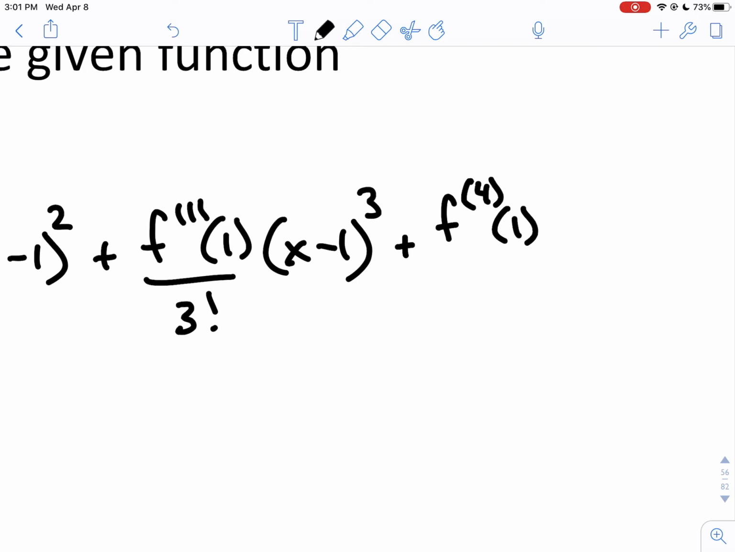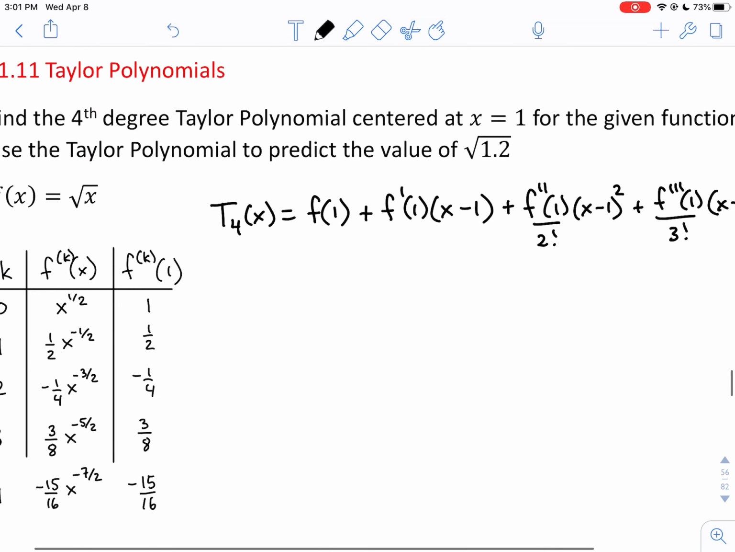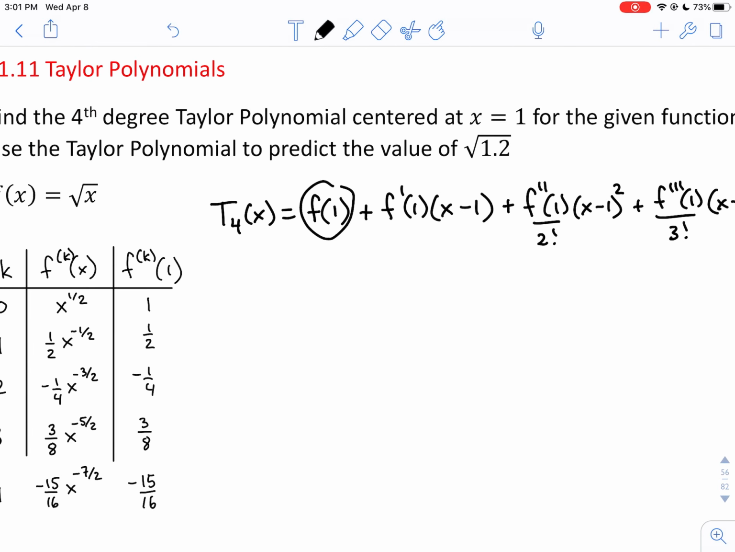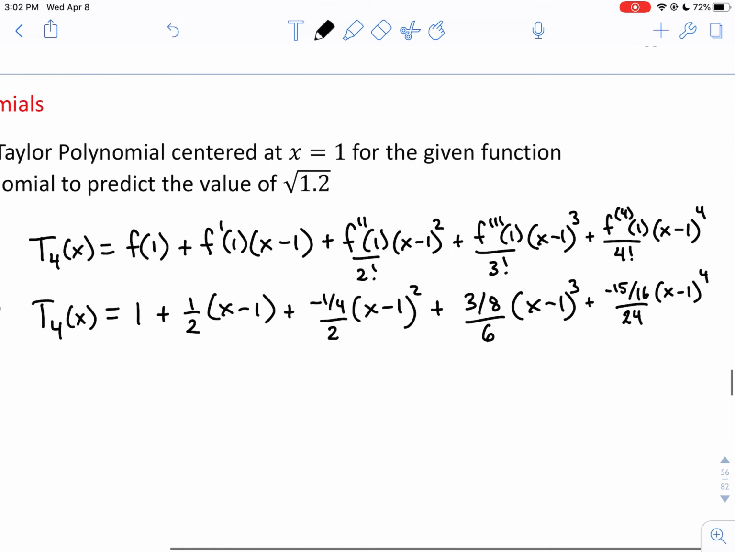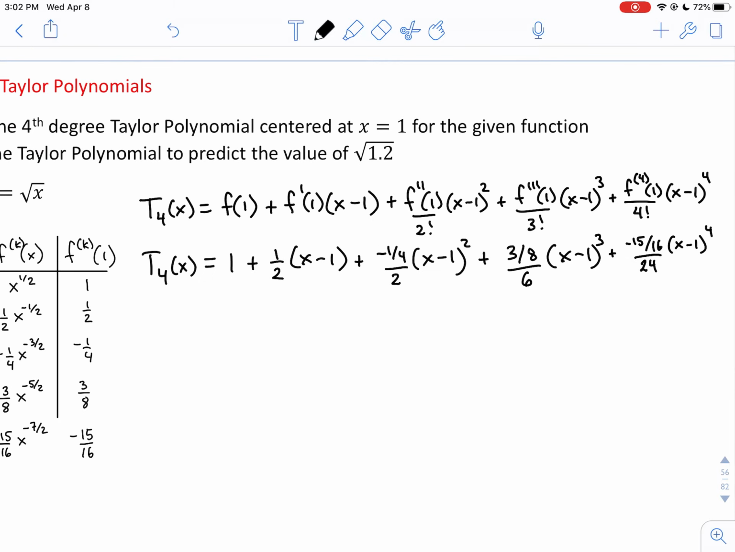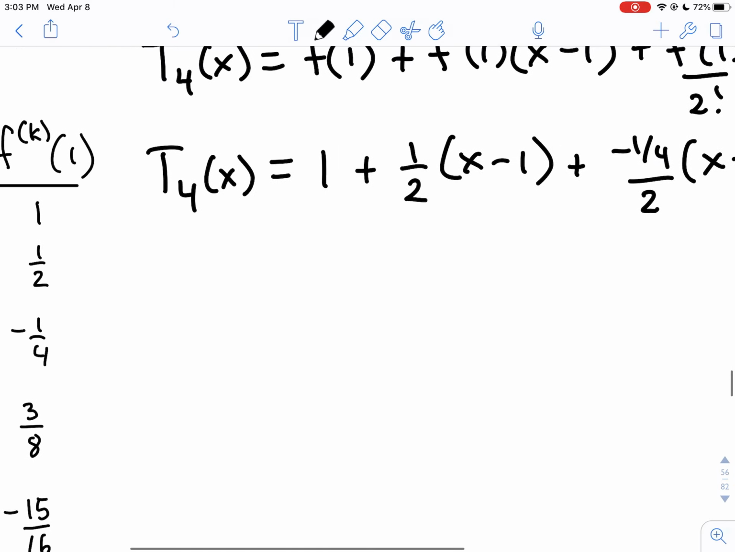So there's the fourth derivative evaluated at 1, divided by 4 factorial, and then times (x minus 1) to the fourth. The next step is going to be replacing all of these f's. So f of 1 is just this first number. F prime of 1 is that second number in our list, etc. So we get, all right, I'm just going to do one more step where I simplify the coefficients.